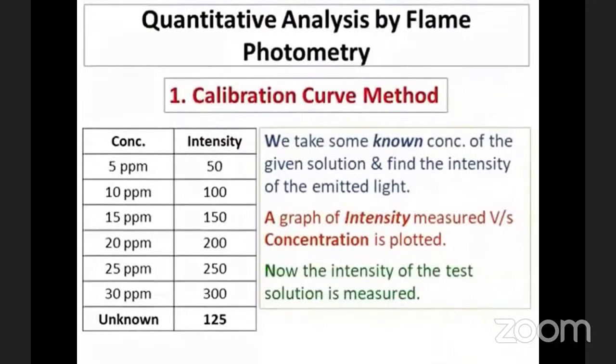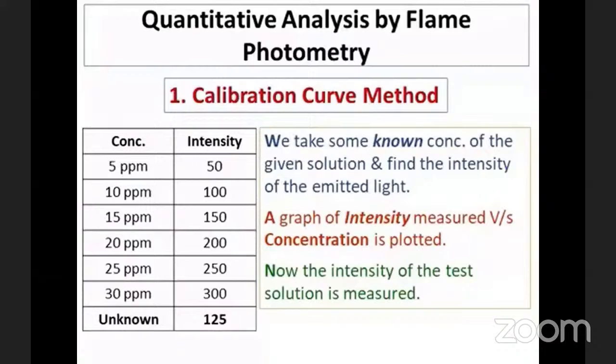Flame emission spectroscopy is mostly used for the detection of alkali metals and alkaline earth metals. A filter flame photometer is used for the detection of a small number of elements like sodium, potassium and calcium. However, using a monochromator, many elements can be detected simultaneously in the presence of one another.